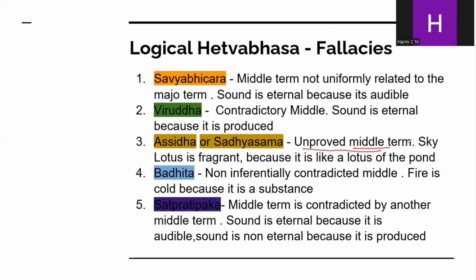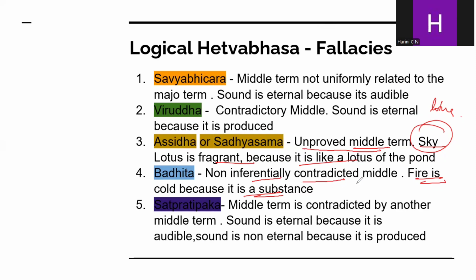Why is it unproved? Example: sky lotus is fragrant because it is like a lotus of the pond. Do you even know where the sky lotus exists? You know the lotus, right? You can't prove this, so it's an unproved middle. Badhita means a non-inferentially contradicted middle. Fire is cold because it is a substance. How can fire be cold? When it is a substance, how can you say that fire will be cold?